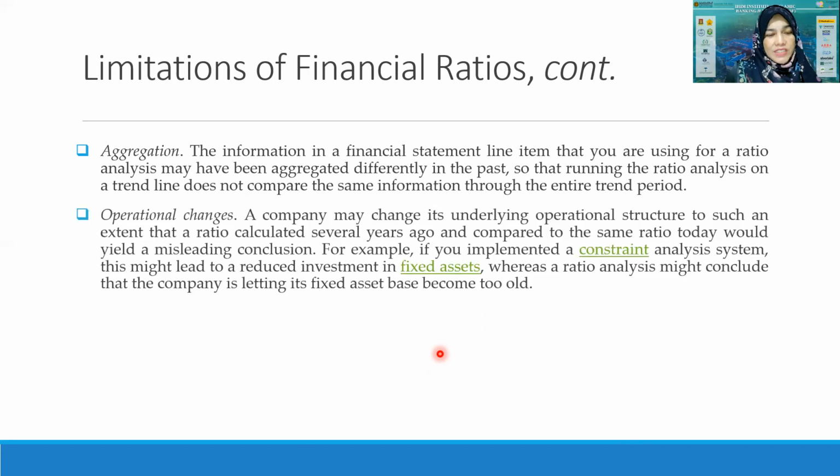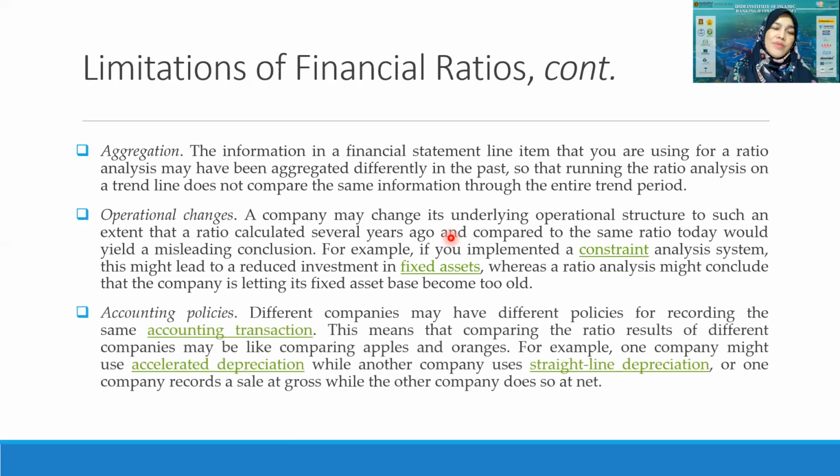Okay, the next one is about operational changes. A company may change its underlying operational structure to such an extent that a ratio calculated several years ago, compared to the same ratio today, would yield a misleading conclusion. All right, the next one, accounting policy. Because of a change in accounting policy, you have to be alert. What was the policy used last year? Why is there a sudden price increase? Usually it is because of an accounting policy change.